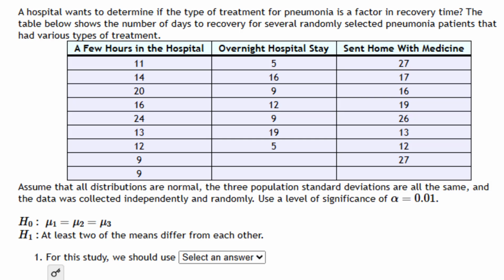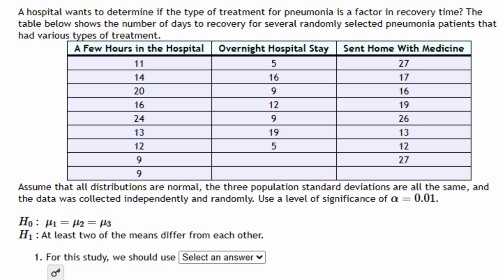Either they spent a few hours in the hospital, I don't know, receiving fluids or whatever, or they had to have an overnight stay in the hospital, or they just gave them some medication and sent them home. Those are the three groups. Now you'll notice a couple things. First and foremost, our three groups do not have the same sample size. That is not necessary when conducting an ANOVA. You can have different sample sizes for the three samples.